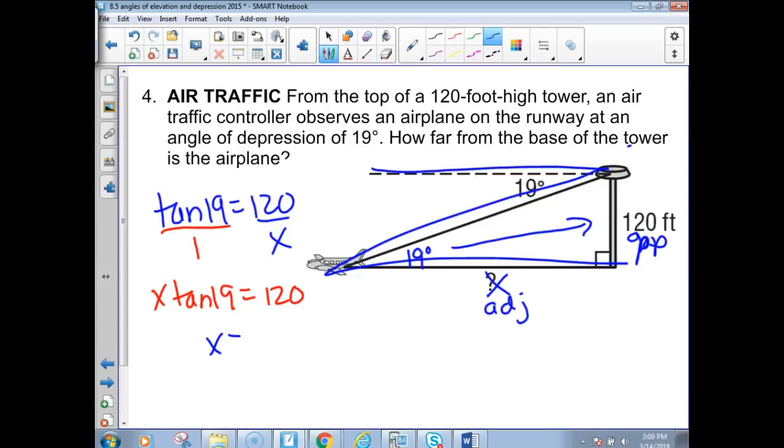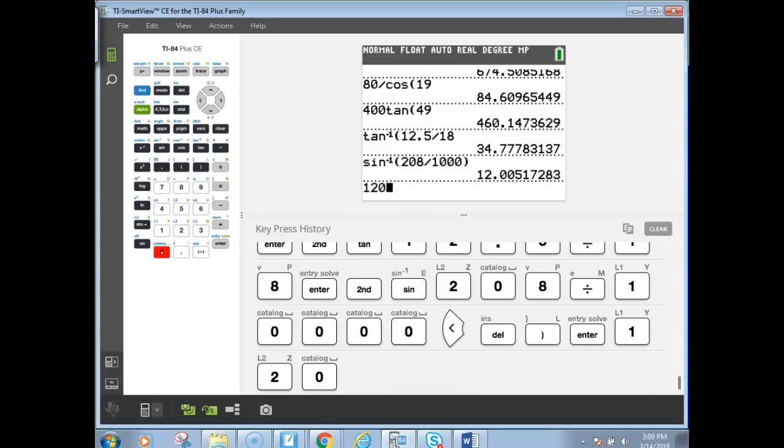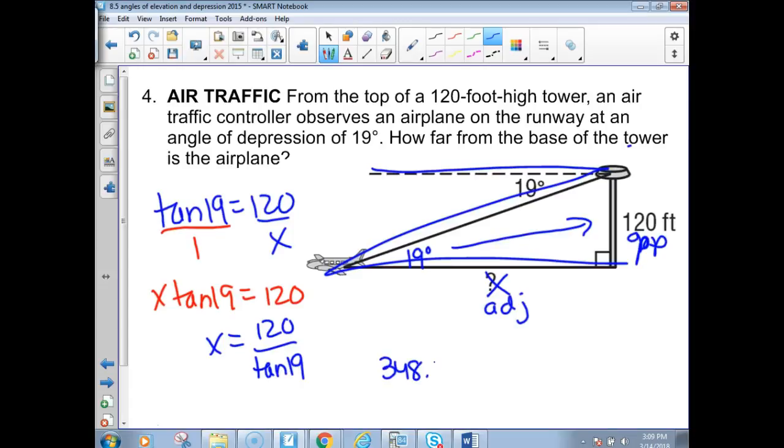Now, I know some of you realized a shortcut when you think about x being on the bottom, but if you don't really know that, then just do what I'm doing. I've always been cross multiplying, and then you can see you need to divide. 120 divided by the tangent of 19, 348.5. And that's in feet, so the answer is in feet, since the height of the tower was in feet.